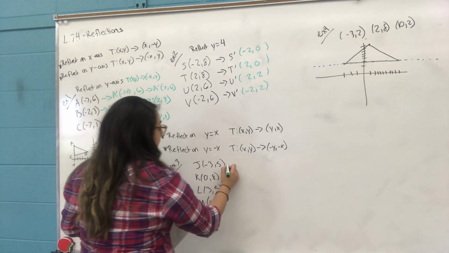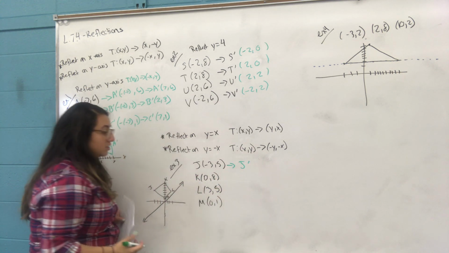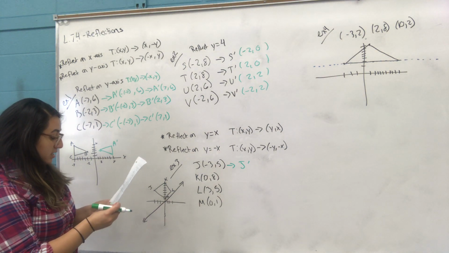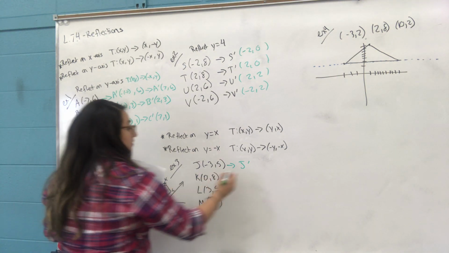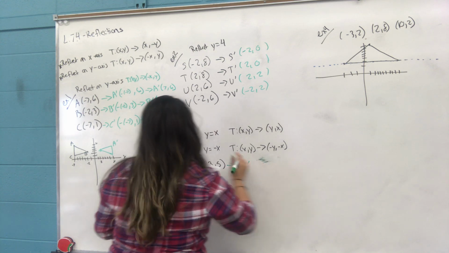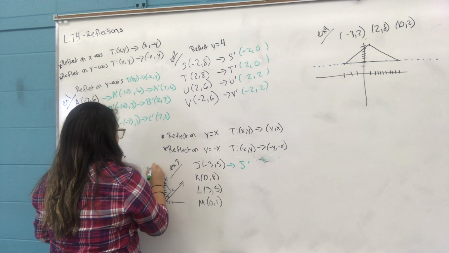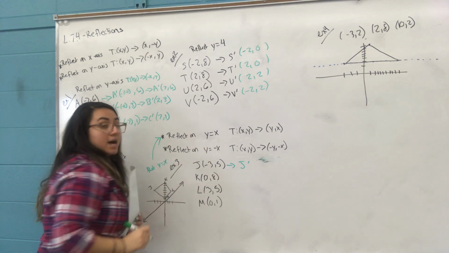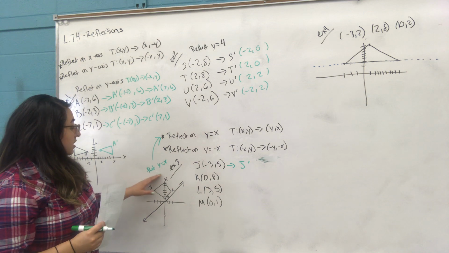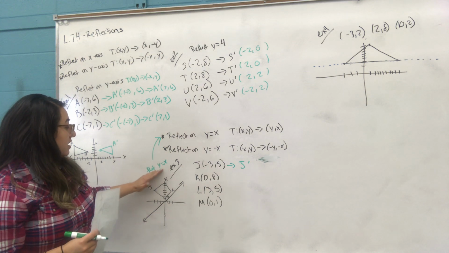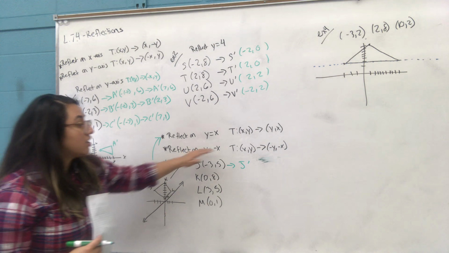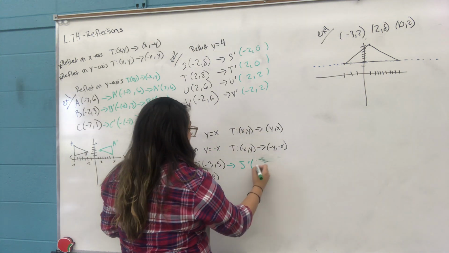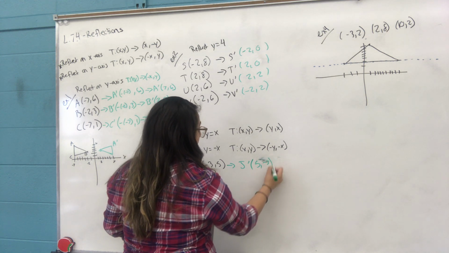Now here, we have J, so we have -3, 5. And example 3, they're asking for a reflection on y equals x. So the one that we're going to focus on is this top one right here. For a reflection on the line y equals x, all you do is simply flip the two numbers. So it's -3, 5. That means my new coordinate is 5, -3.